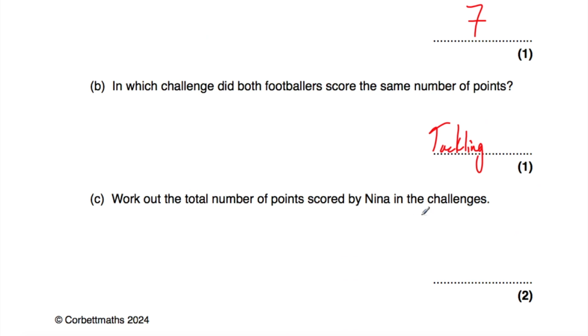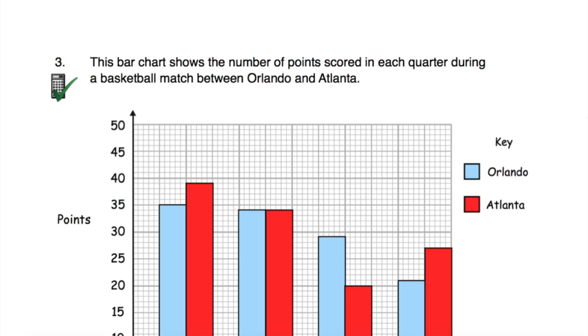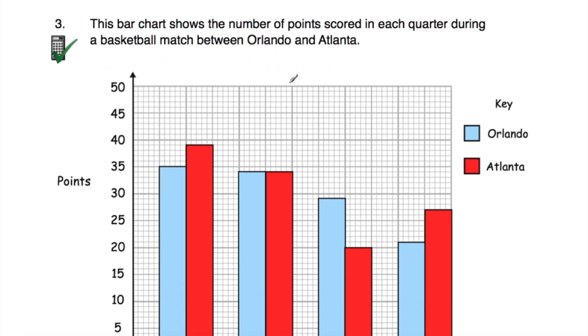So how many points did Nina score in total in those challenges? 25 points. Okay, let's have a look at our next question, question number 3. So question number 3 says the bar chart shows the number of points scored in each quarter during a basketball match between Orlando and Atlanta.